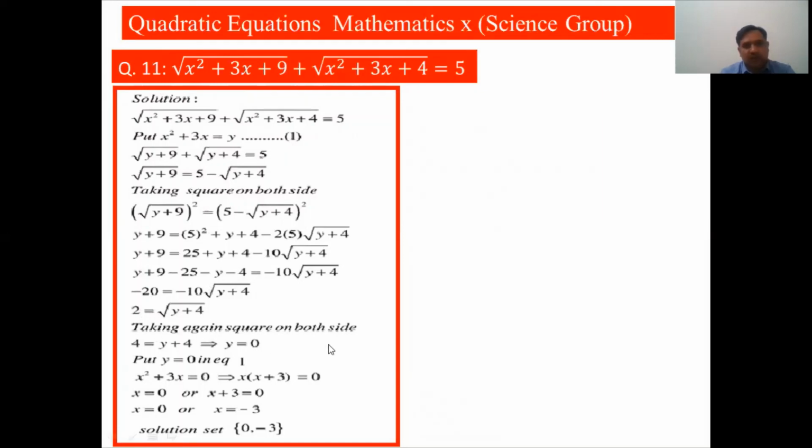Again taking square on both sides to remove this radical sign, 4 is equal to y plus 4. So this 4 cancels out with this one, and we are left with y is equal to 0. Put y is equal to 0 in equation 1. We have x square plus 3x is equal to 0. Here we can take x as common, so we are left with x times x plus 3 equal to 0. Either x is equal to 0 or x plus 3 is equal to 0, which means x is equal to minus 3. So the solution set is 0, minus 3.